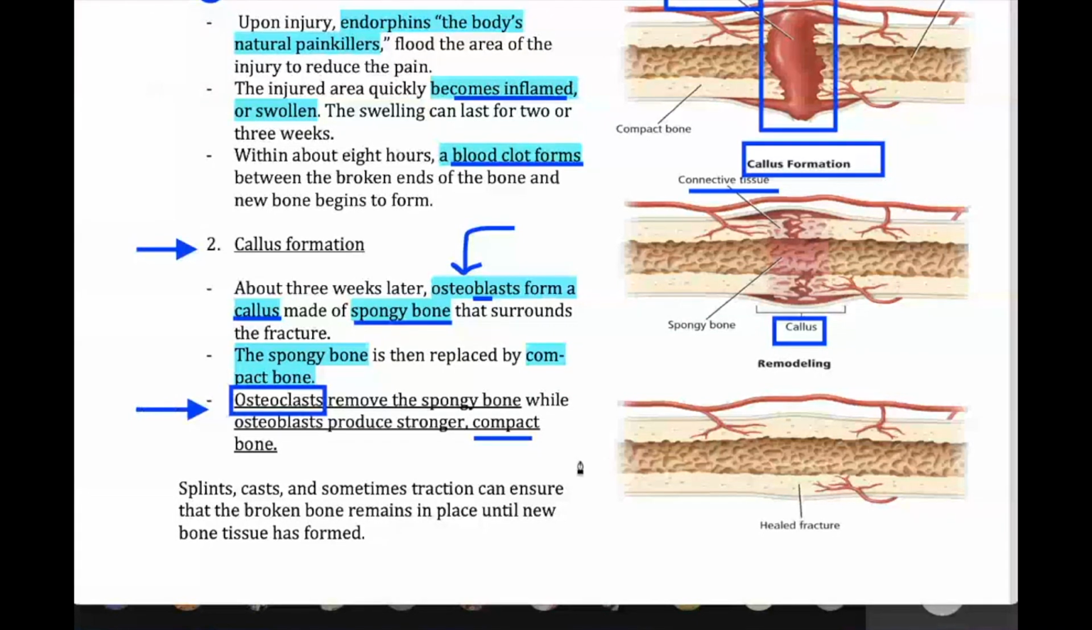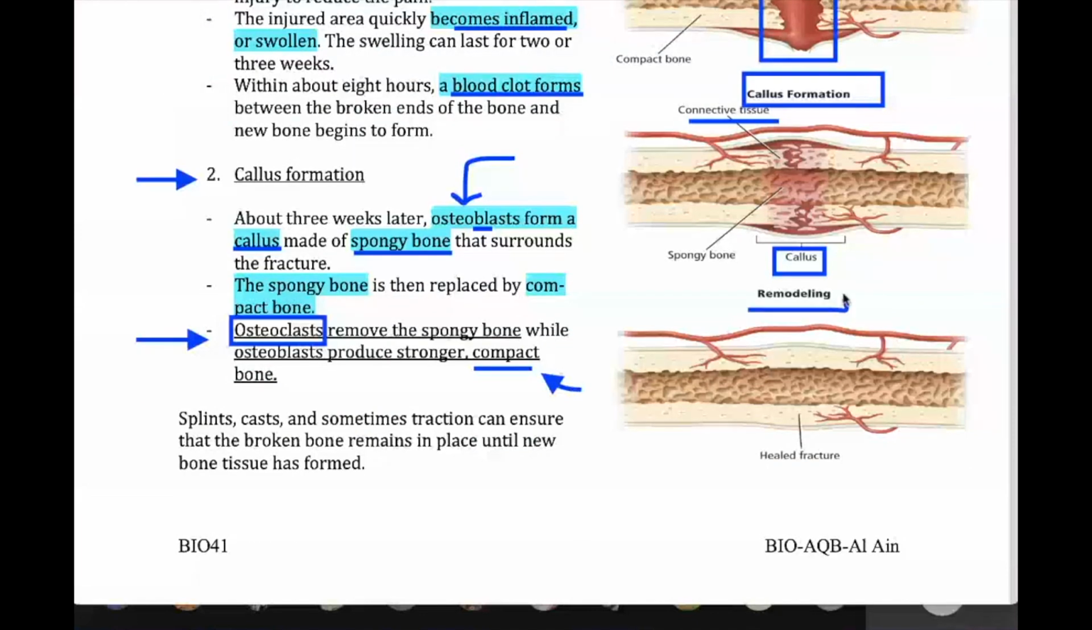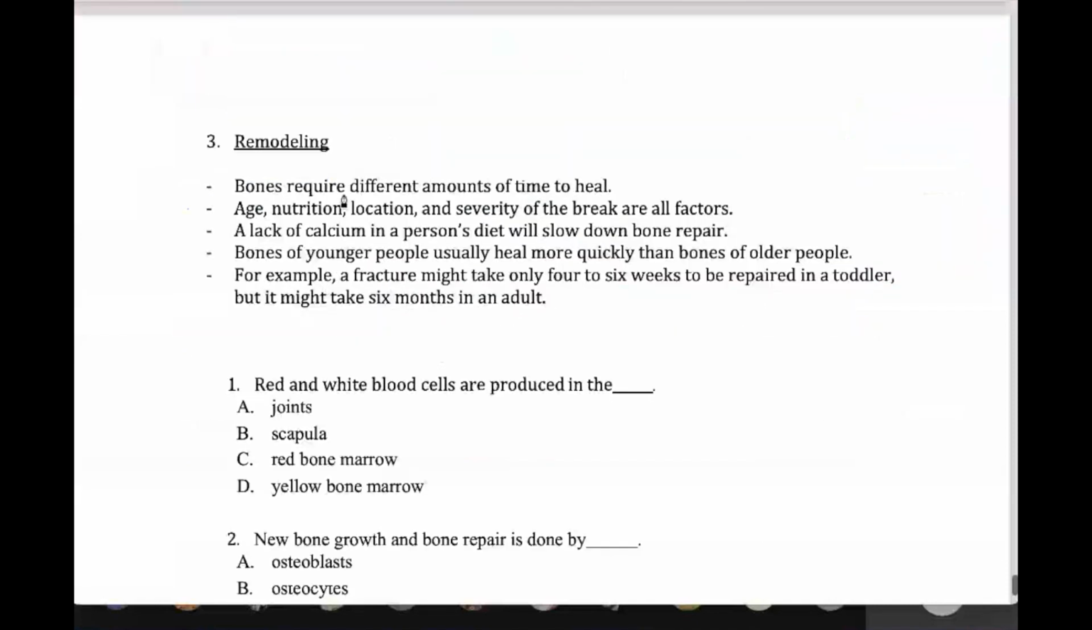Now, the last one is called remodeling. Remodeling is giving the bone its shape back. You have a healed fracture. There is no specific time for remodeling. It depends on nutrition, age, lack of calcium, and many other factors, like how strong the break was and where the bone was broken, in the hand or in the backbone.